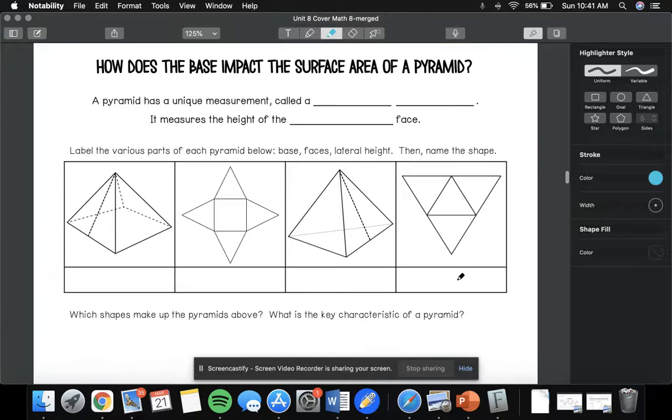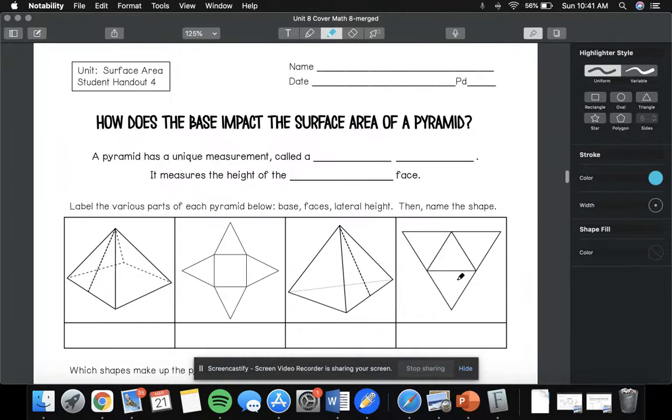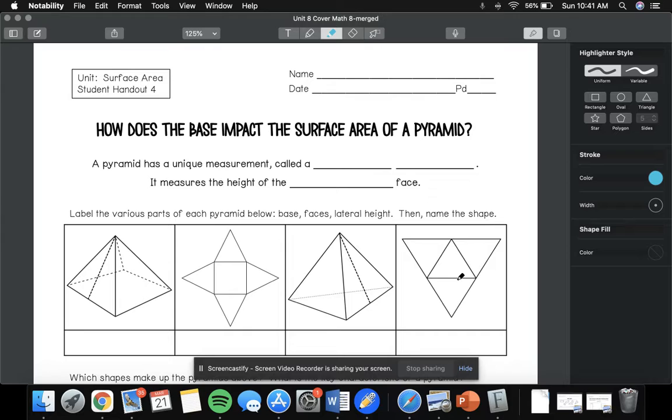Hi, today we are on pages 13 and 14 in our notes, and we are going to talk about surface area of pyramids. A pyramid has a unique measurement called a lateral height. What that is, is actually the measure of the height of one of the triangular faces.